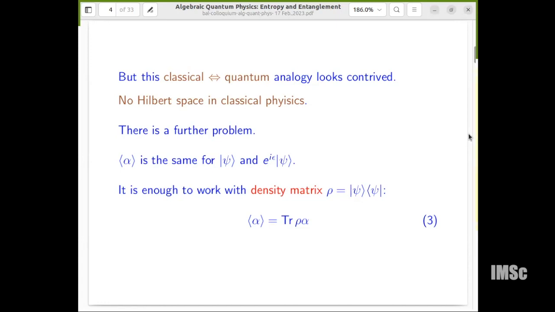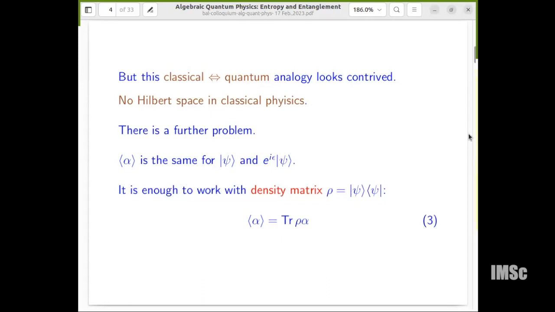So we will always deal with density matrices, and you see that the mapping from wave functions to density matrices is not injective, not one to one. There are many wave functions that give you the same density matrix. And if you try to go backwards, you don't get unique values.